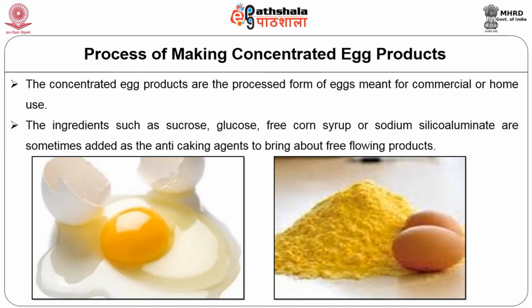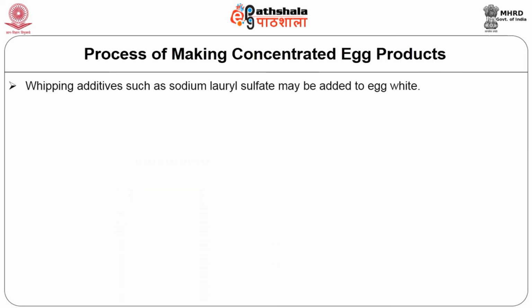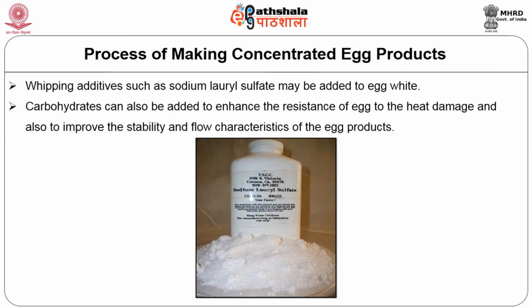Anti-caking agents like sucrose, glucose, corn syrup or sodium silicoaluminate are sometimes added to the concentrated egg products to bring about free-flowing products. Whipping additives such as sodium lauryl sulfate may be added to the egg white. During the process of making concentrated egg products, eggs are exposed to high temperature. Carbohydrate is generally added to enhance the resistance of egg to the heat damage and also to improve the stability and flow characteristic of the egg product.